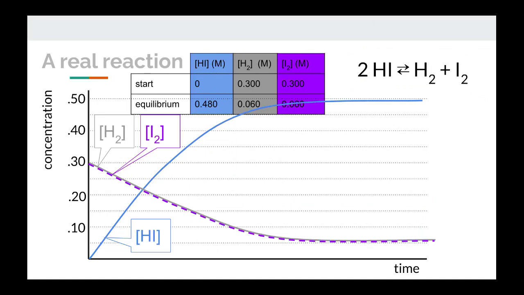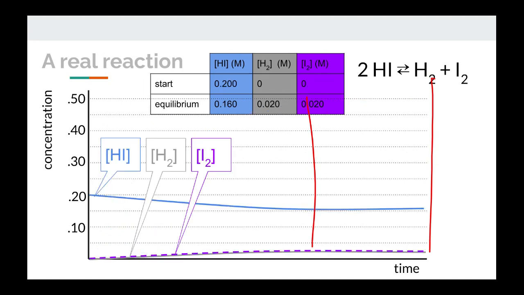If we start out with only H2 and I2 and no HI, like here we have 0 HI, but 0.3 moles per liter of H2 and I2, the H2 concentration is going to go down. I2 concentration is also going to go down. HI concentration is going to go up. And then we again are going to reach a flat spot here. Now one thing that you might notice here is that the concentration of H2 and I2 and the concentration of HI at dynamic equilibrium is not the same as it was in the previous example.